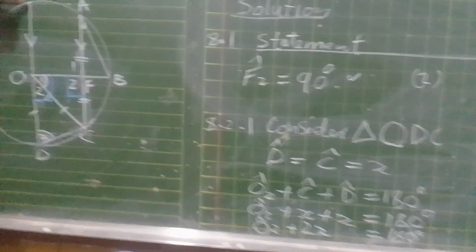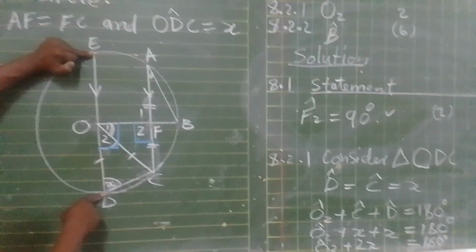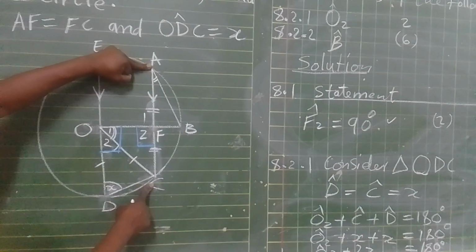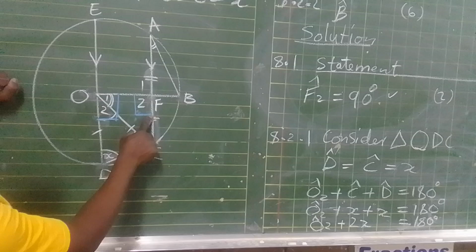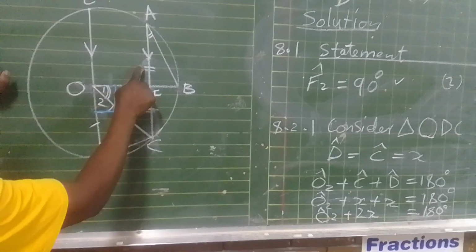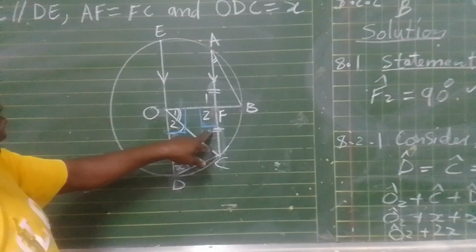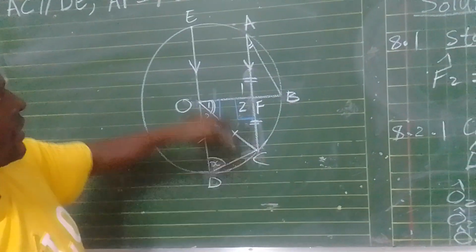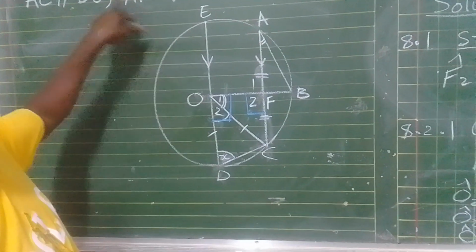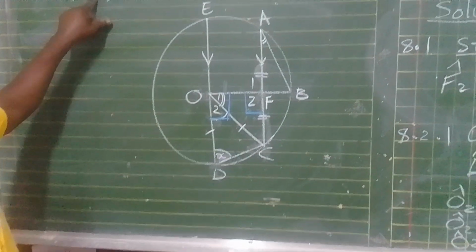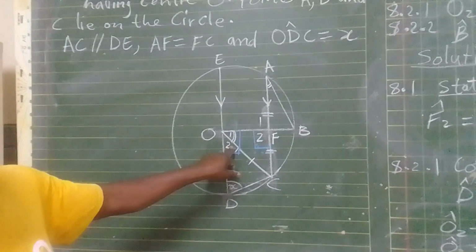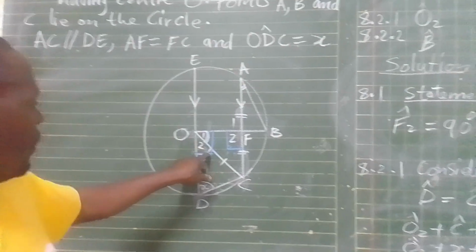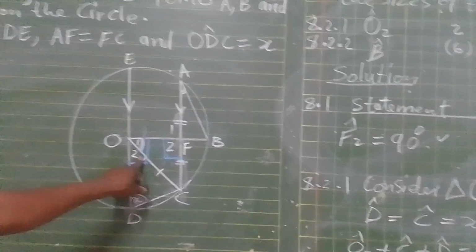Right, come here with me. We have to prove that ED is given as parallel to AC. So if they are parallel, this angle here is equal to that angle here, because of the co-interior angles, AC parallel to DE. Now we know that O1 and O2 is 90 degrees. Right? We know that O1 and O2 is 90 degrees.